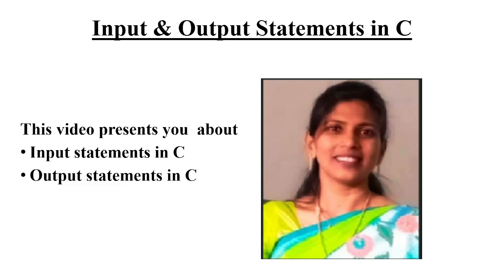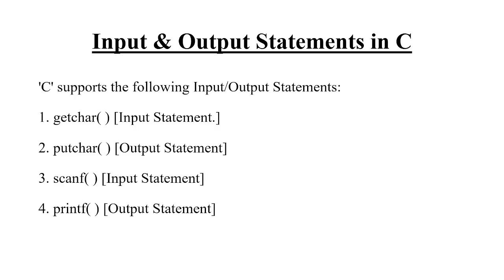This video is going to present you about the input statements that we use in C as well as the output statements that we use in C. So here we presented the list of input-output statements most commonly used in C. The first one is getchar. It is an input statement, the word itself saying that it is going to get a character.